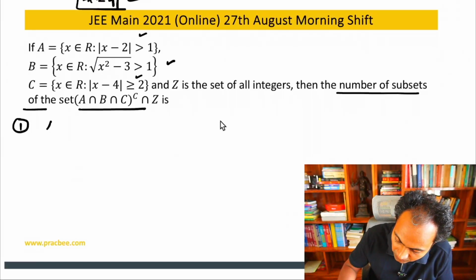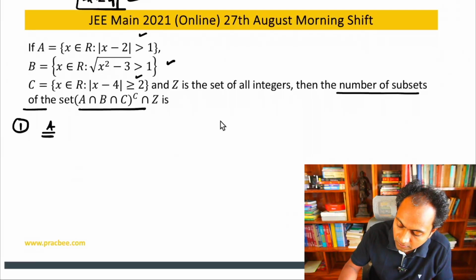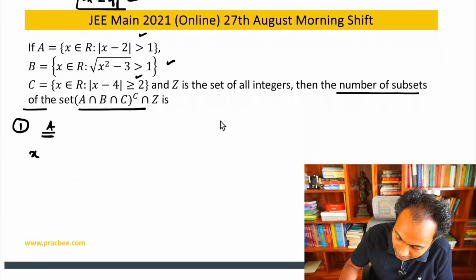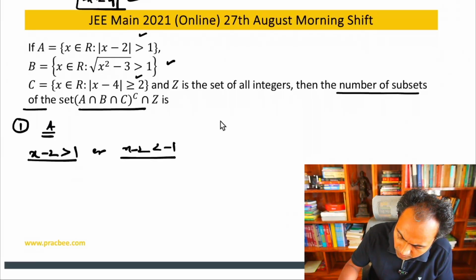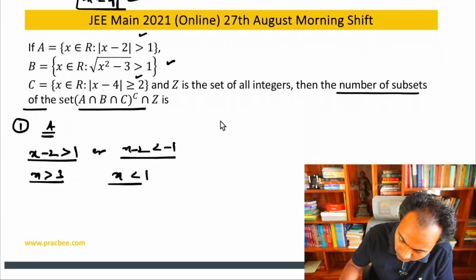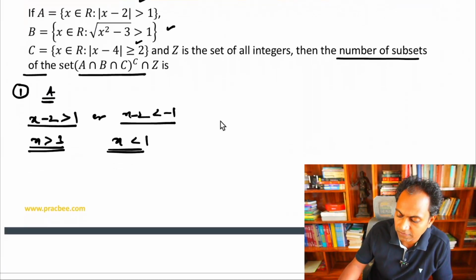In the first, let us find the set A. For A, we need to solve this. So you can see that x minus 2 can be either greater than 1 or x minus 2 be smaller than minus 1. From here we get x is greater than 3, or x is smaller than 1. This is the first that we are getting.